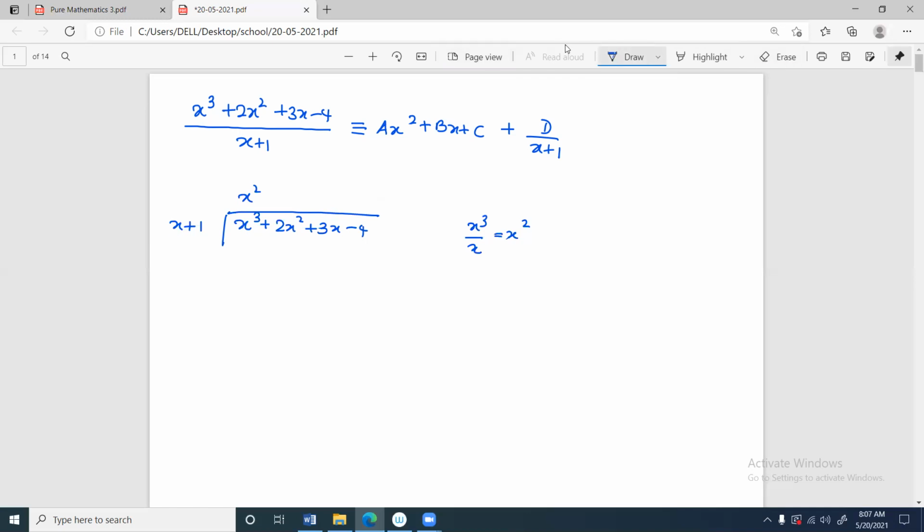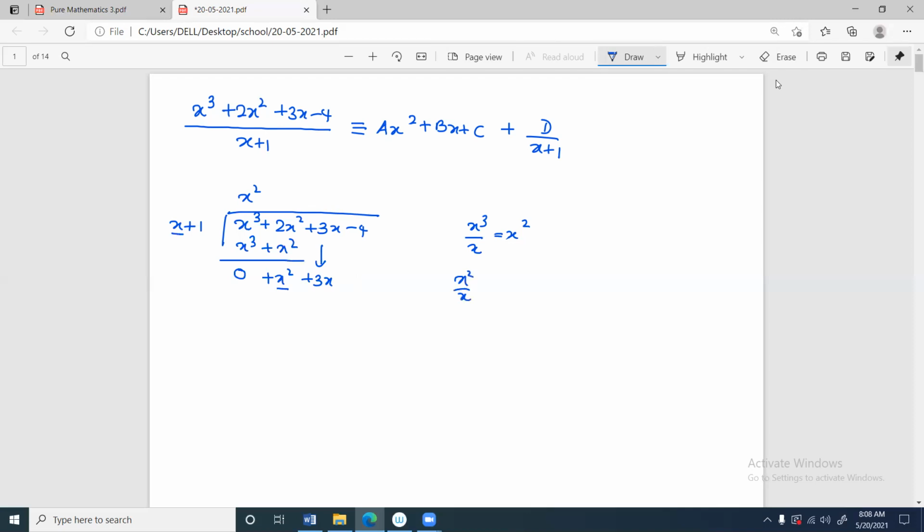We already practiced some questions similar to this. x squared into x is x cubed, and x squared into 1 is x squared. Then we need to subtract it from the expression at the top. x cubed minus x cubed is 0, 2x squared minus x squared is x squared. Then take the next term down, plus 3x minus 4. Then see how many x terms are there in x squared.